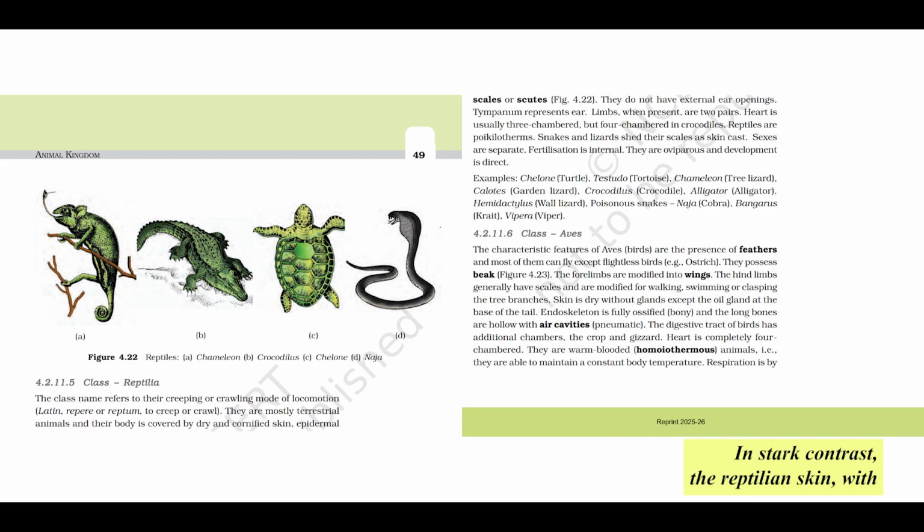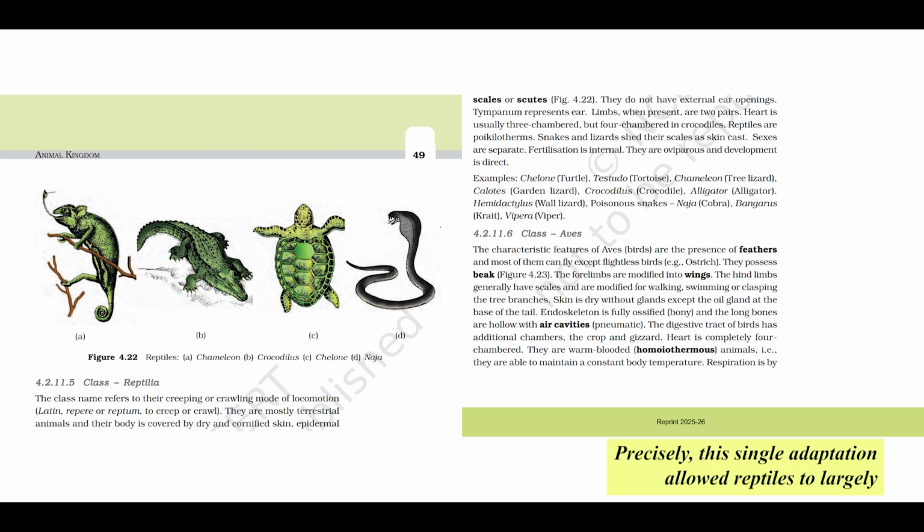In stark contrast, the reptilian skin, with its thick outer layer of dead, keratin-filled cells forming scales or scutes, acts as an incredibly effective waterproof barrier. Keratin is a tough, fibrous protein that is largely impermeable to water. This drastically reduces evaporative water loss from the body surface. So they could move away from water sources without drying out?